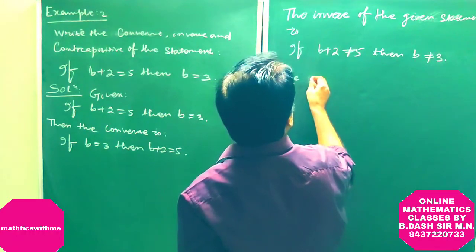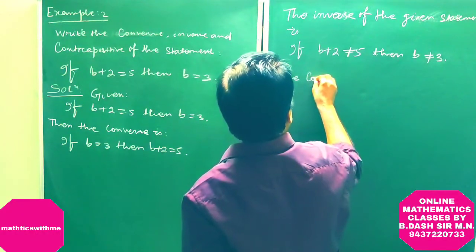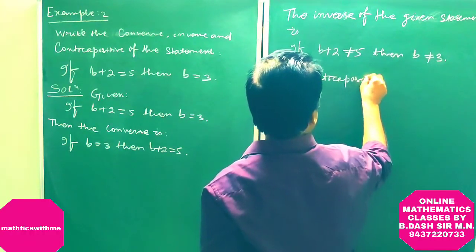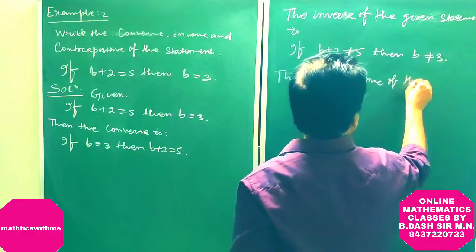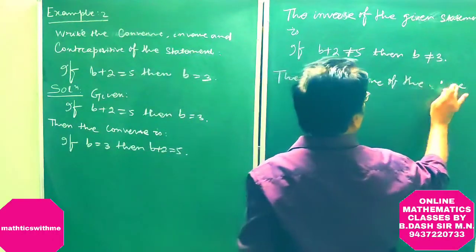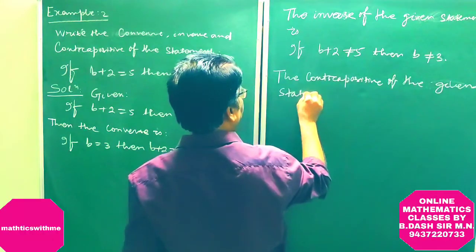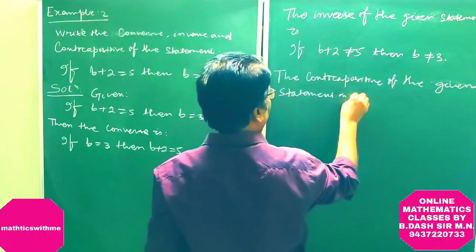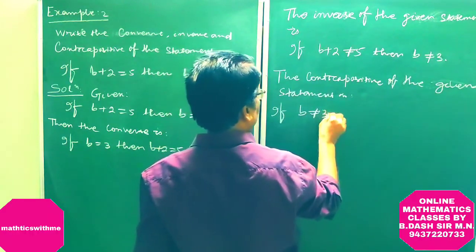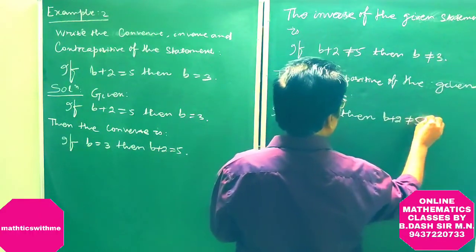The contrapositive of the given statement is, if b is not equal to 3, then b plus 2 is not equal to 5.